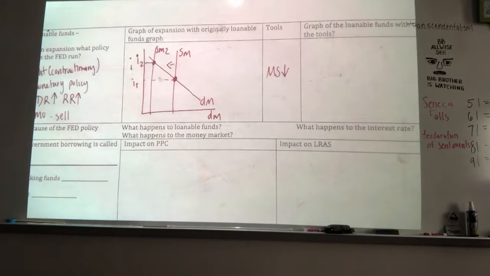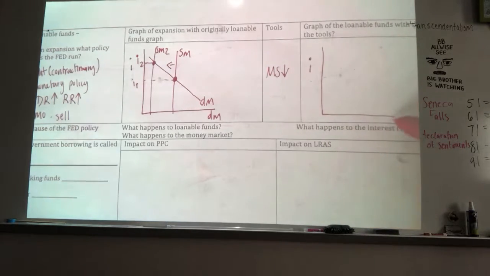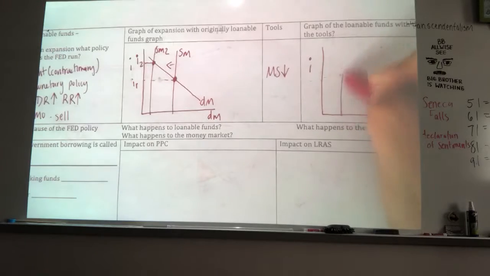So this next one, they never ask people to graph for this, usually. Here's my money supply, right? My interest rate was really high. How do people react with that high interest rate? Do they demand as much? No, so the demand curve goes which way?